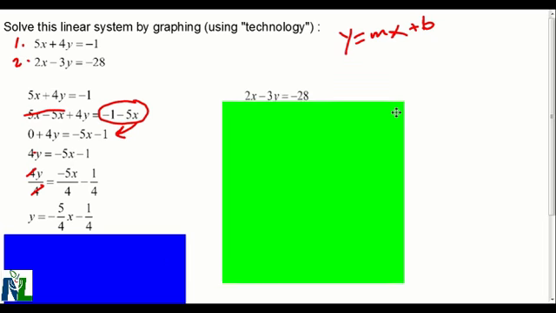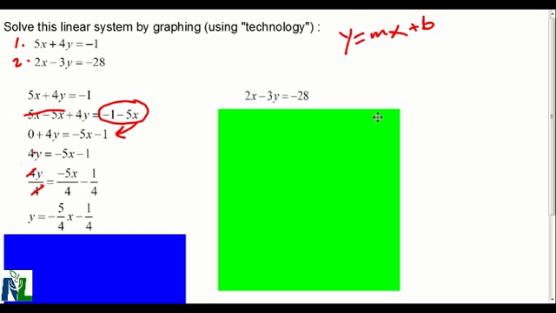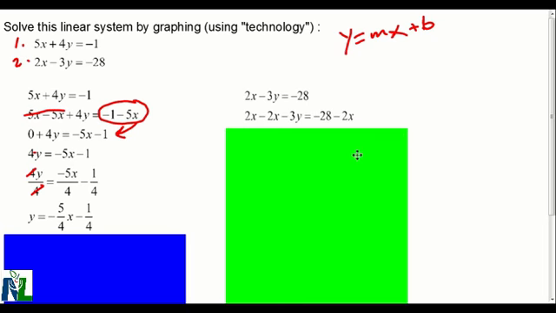Let's consider equation 2. 2x minus 3y equals negative 28. So I want to get it in y equals mx plus b form. In other words, I want to get y by itself on the left-hand side. So the first thing I'm going to do is subtract 2x from the left-hand side. But because I subtract 2x from the left-hand side, I must also subtract 2x from the right-hand side.